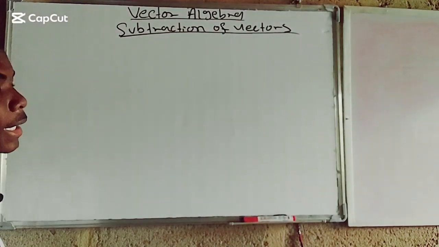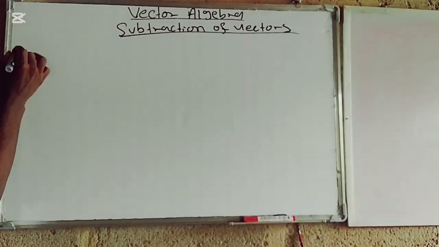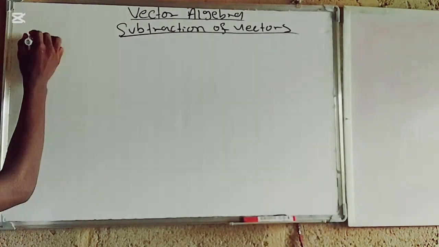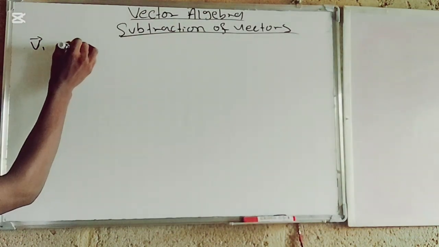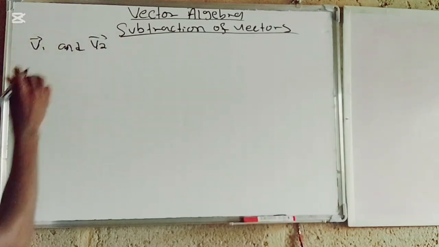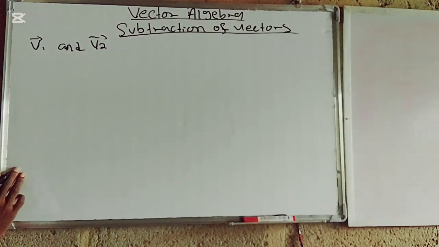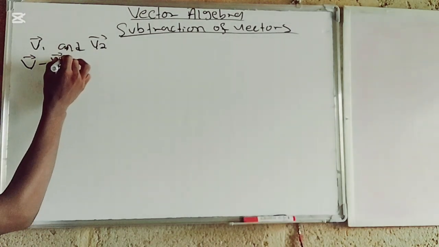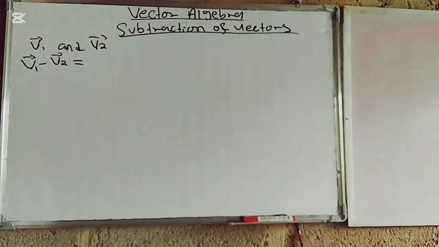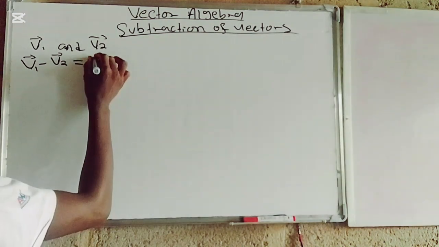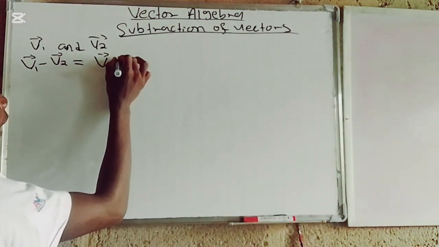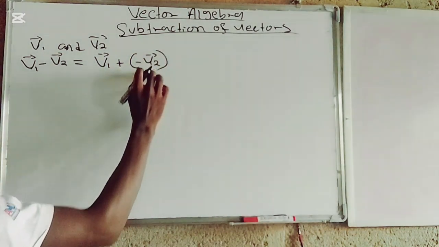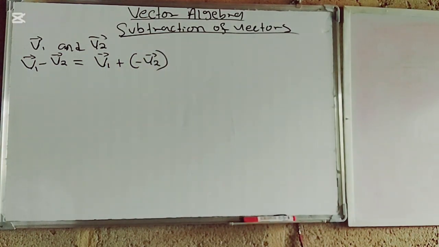So how can we subtract vectors? Suppose I have vector v1 and vector v2, and I'm asked to find v1 minus v2. This v1 minus v2 is the same thing as vector v1 plus negative vector v2. It means this second vector is a negative vector.